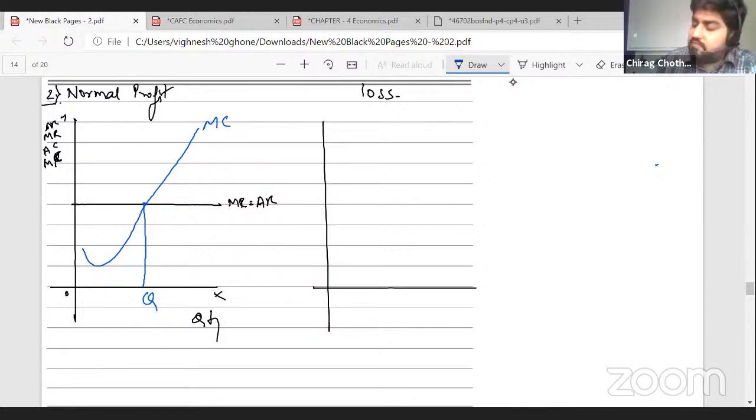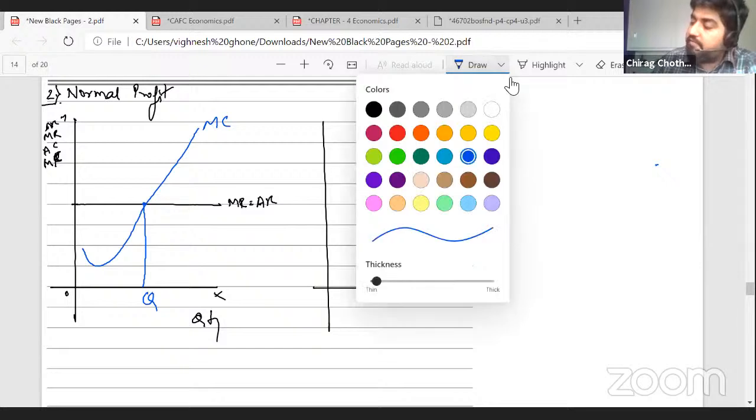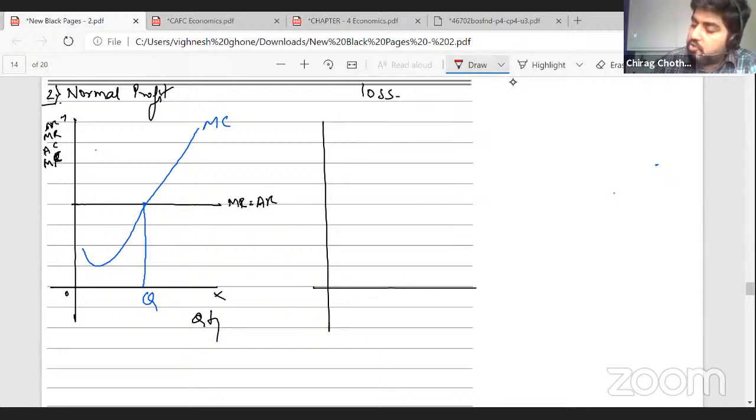Now at this quantity, we have to find out what is our cost so that we can determine whether we are earning profit or loss. So if I want to draw average cost curve here, so average cost curve is a U-shaped curve, which is nothing but this curve, average cost curve. It is tangent at this point. So at this point, what does it represent? It represents that AC is equal to AR, which is nothing but normal profit. I hope you are very clear in this.